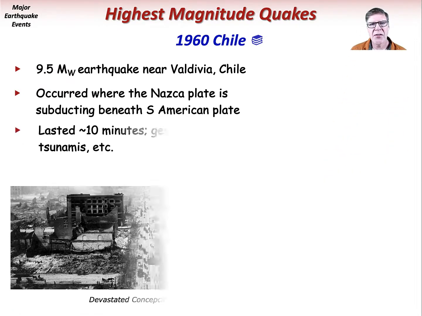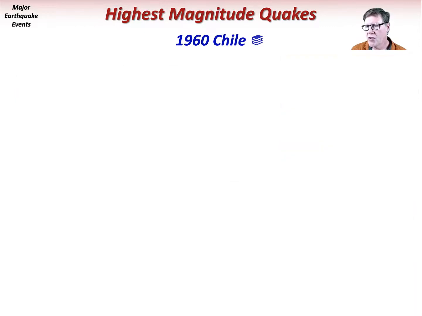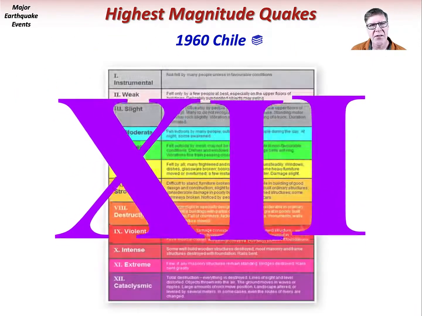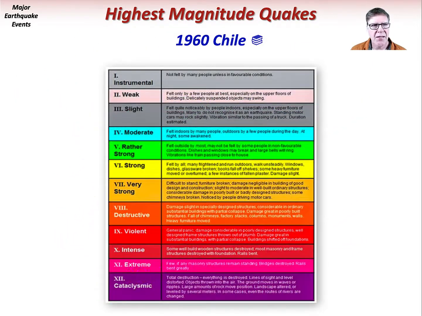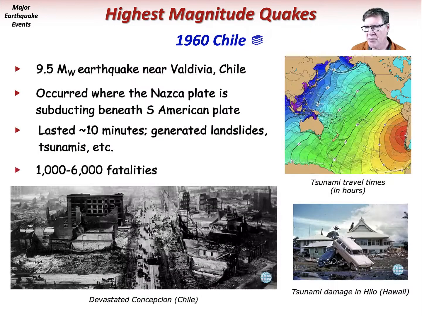The main shock lasted around 10 minutes and generated a number of geologic hazards. These included large landslides that occurred across the region and tsunamis that traveled across the Pacific Ocean basin. This quake was a 12 on the modified Mercalli intensity scale, which is on the catastrophic upper end of the scale. Fatalities range from 1,000 to 6,000, with 2 million people left homeless.